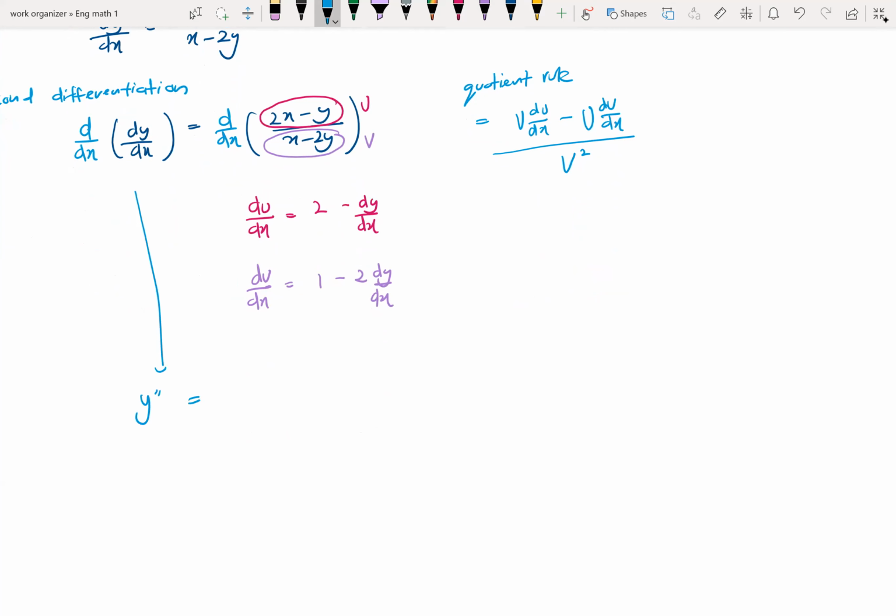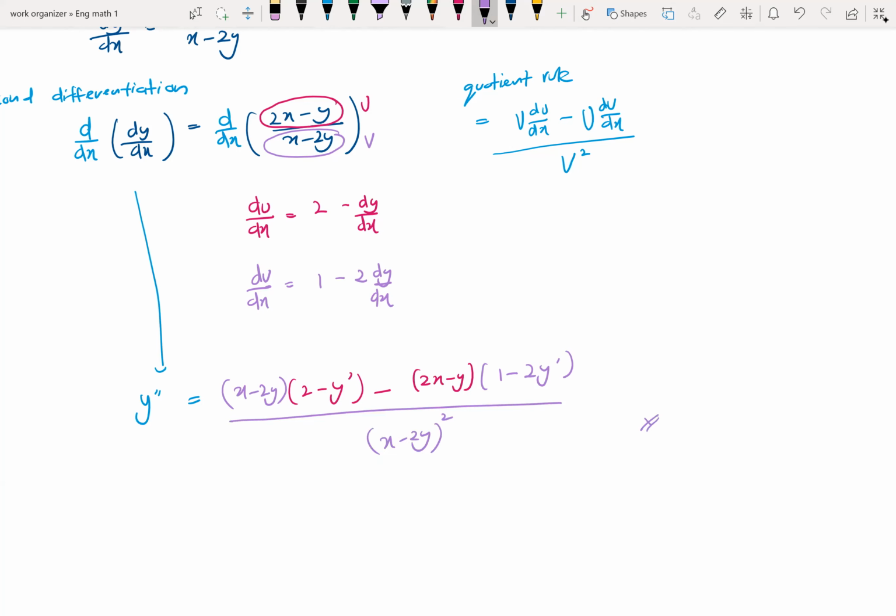Then just use the quotient rule. So v, which is x minus 2y, times du, which is 2 minus y prime, minus u, which is 2x minus y, times dv, which is 1 minus 2y prime, over v squared. v is x minus 2y, squared. So this is the answer.